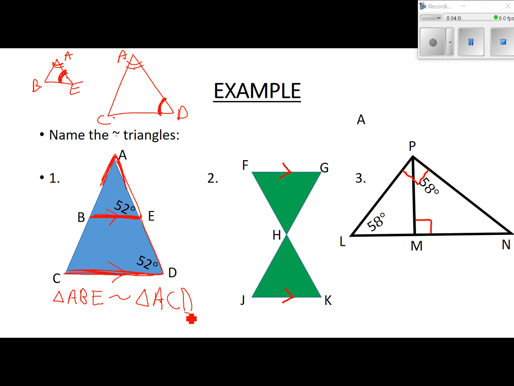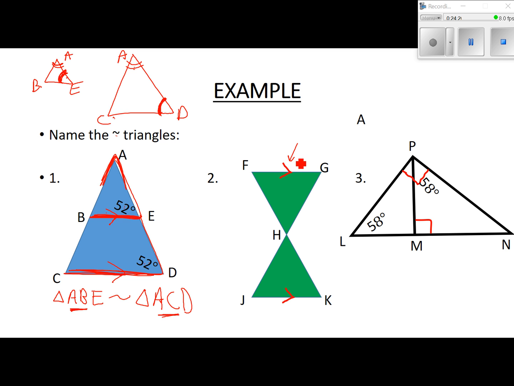So those are two similar triangles, and then from that, again, we know things like segment AB has to match up to segment AC, or the length of segment AB matches up to the length of segment AC, so on, so on, so on.